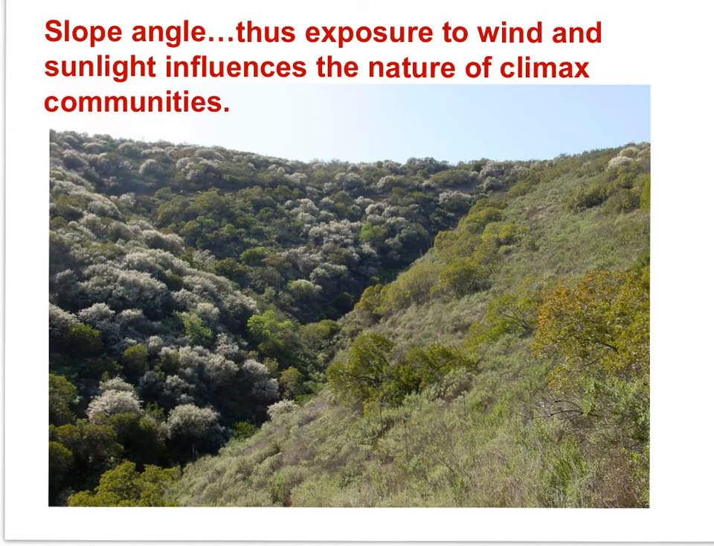Slope angle and exposure to wind influence the nature of climax communities. In this single ecosystem, we can see one side of the valley to be forested, while the other side is not. This difference within a distance measured in meters results from the exposure to light and wind. Light and wind influence the nature of the climax community. With direct exposure to the sun, this side of the valley is also more dry.